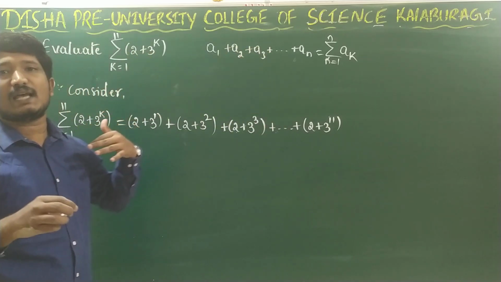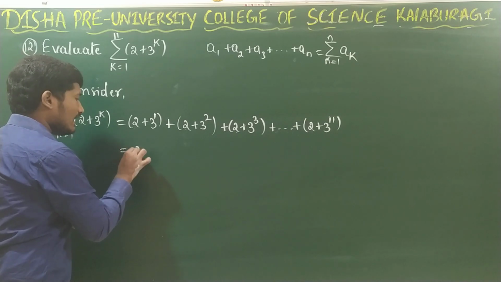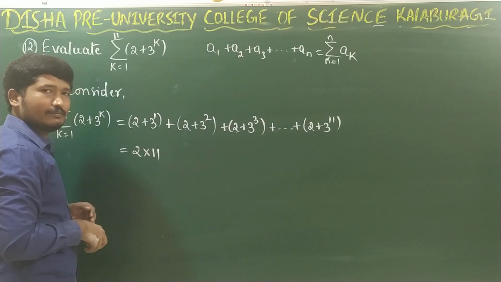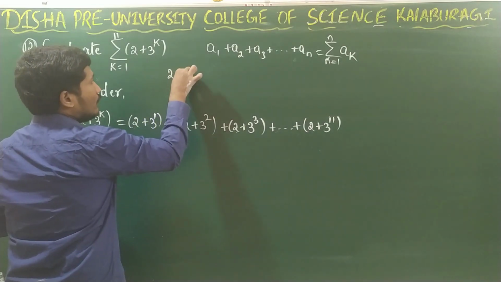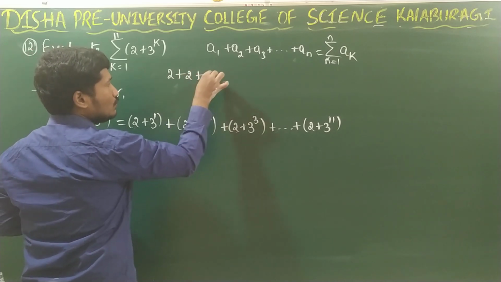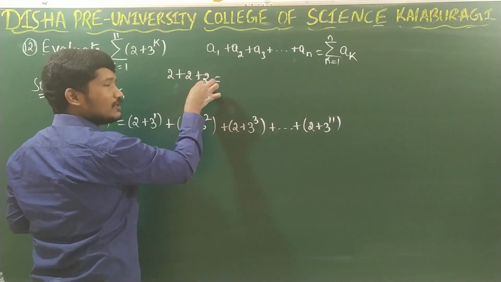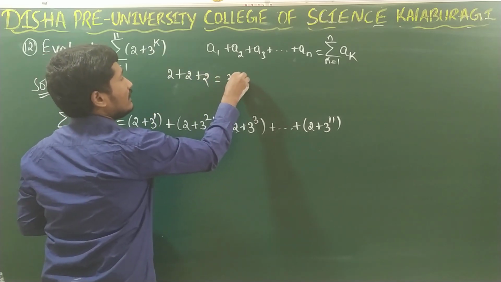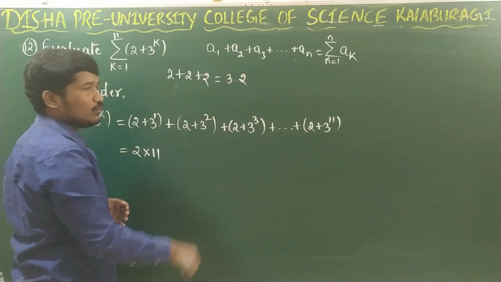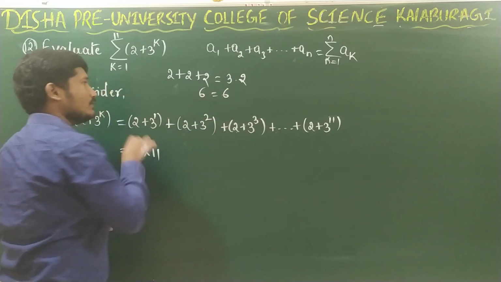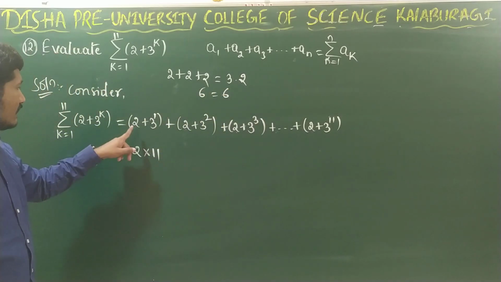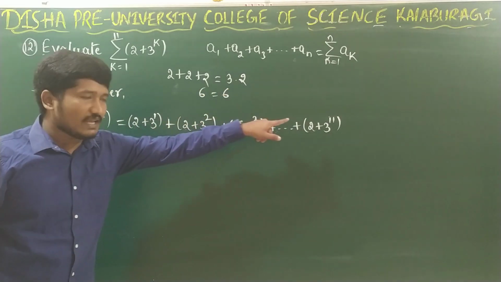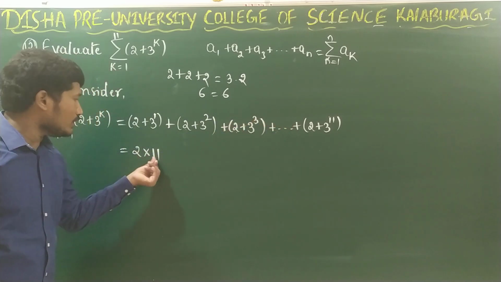So when 2 is added 11 times, can it be written as 2 into 11? See here, when you take 2 plus 2 plus 2, what will you write? 2 plus 2 plus 2 is 6. How many times are you adding 2? 3 times. So it can also be written as 3 into 2, so this will also be 6. In the same way, 2 is added 11 times here, so I am taking 2 into 11.